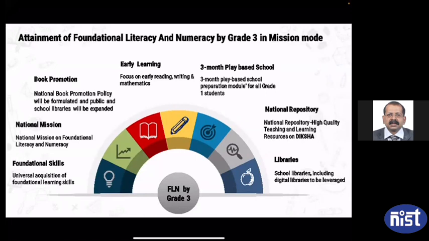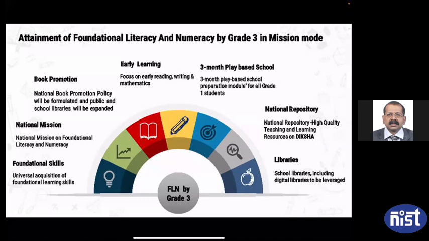There will be foundational skills with universal acquisition of foundational learning skills, a national mission of foundational literacy and numeracy, book promotion, early learning, 3-month based play school, a national repository of high quality teaching and learning resources on Diksha, which is an online platform by the government of India, libraries, school and digital libraries. And the aim is that 100% of the children of the nation should be attaining foundational literacy and numeracy.